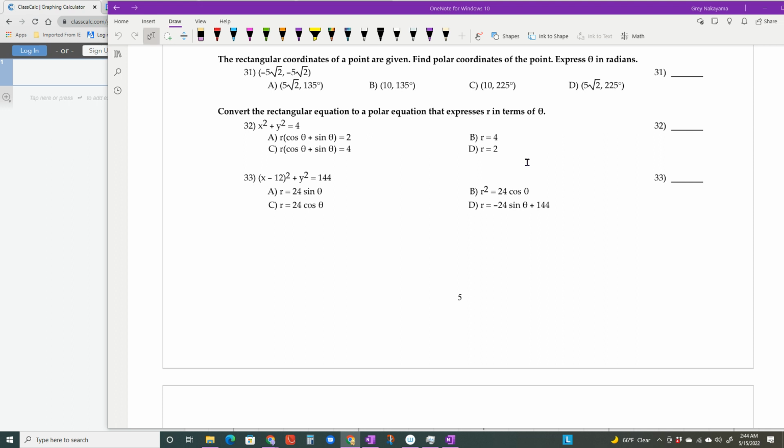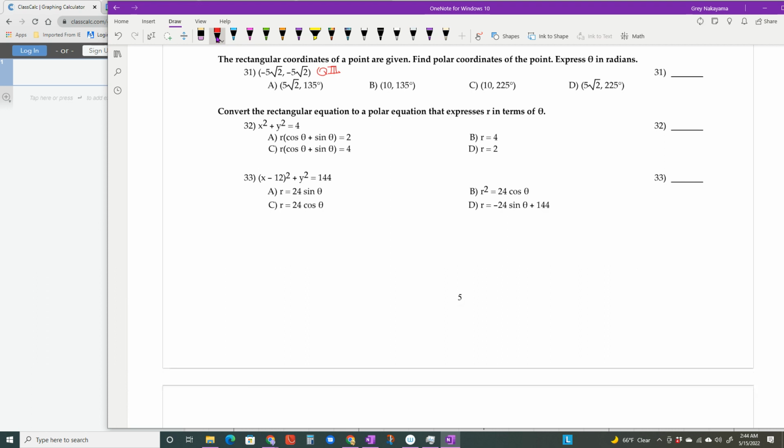Okay, so the rectangular coordinates of the points are given. Find the polar coordinates expressed in radians. That's hilarious because all those are in degrees. But anyway, let's keep going. So we'll start off with this is negative, negative. That means this is in quadrant 3.